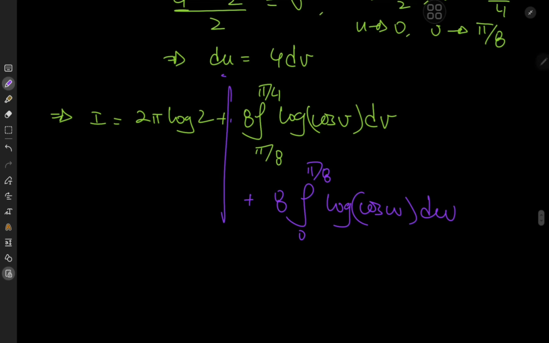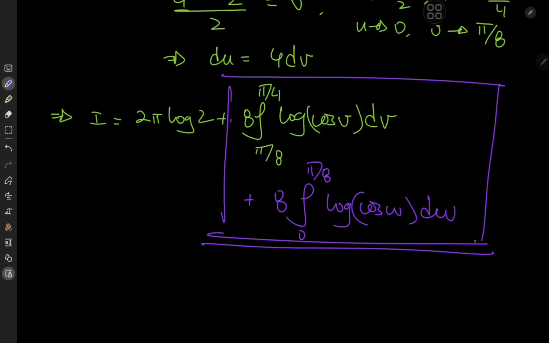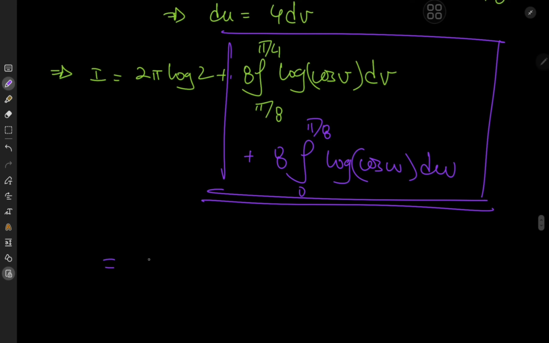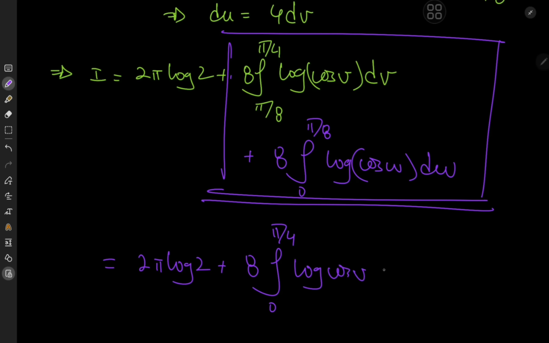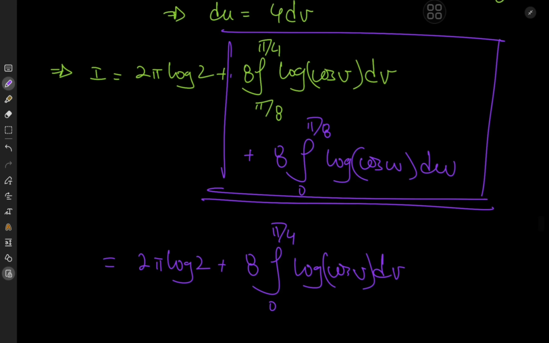That means we can combine these two integrals here into a single integral, and we have 2 pi log 2 plus 8 times the integral from 0 to pi by 4 of log cosine v dv. And this is an integral that we've evaluated many, many times here on the channel. So I'm just going to reference the result we have for it from my script here for today's video.